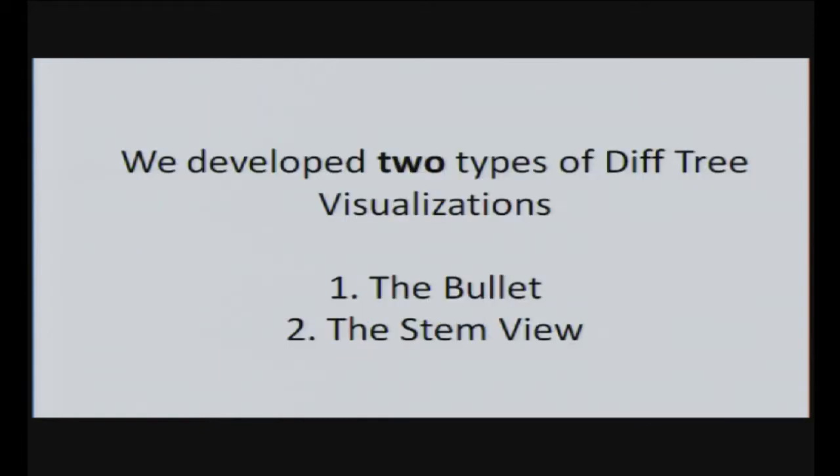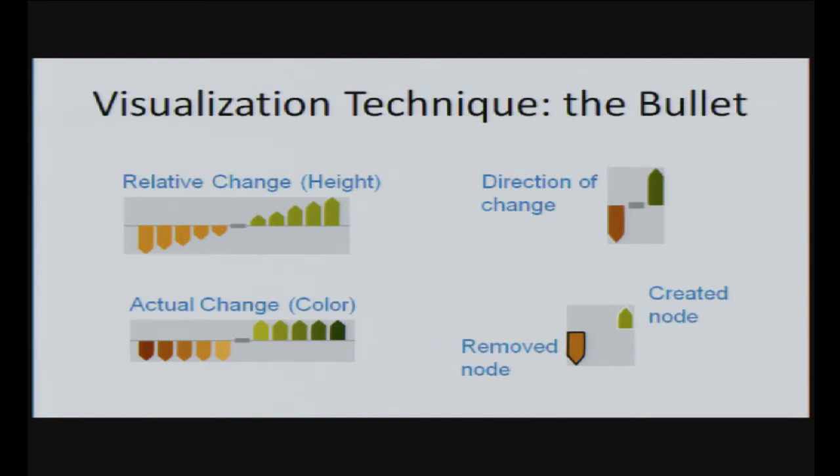And we've developed essentially two different types of visualizations to look at the difference in the trees. One is called a bullet visualization, or bullet glyph, and the other is called a stem view visualization. I'm going to go over both of those.